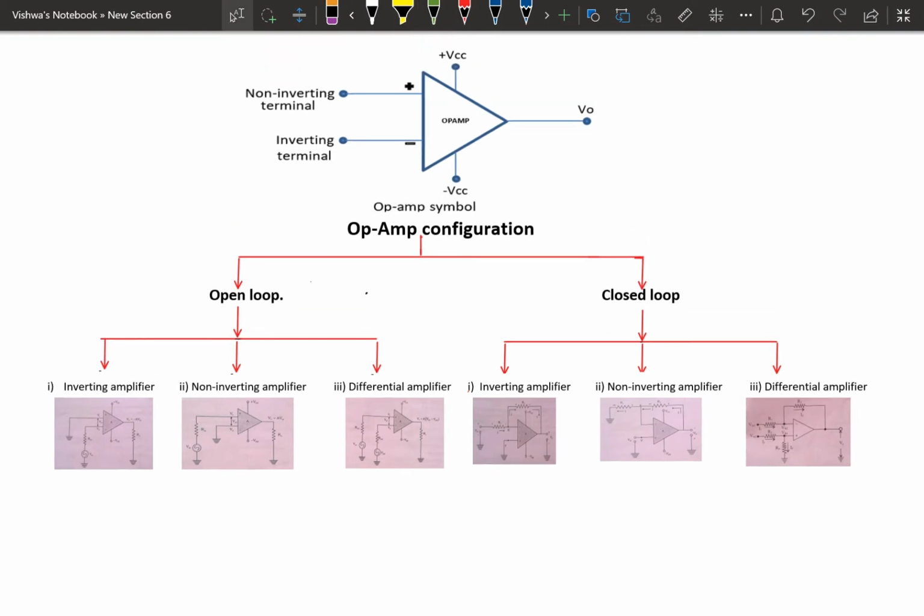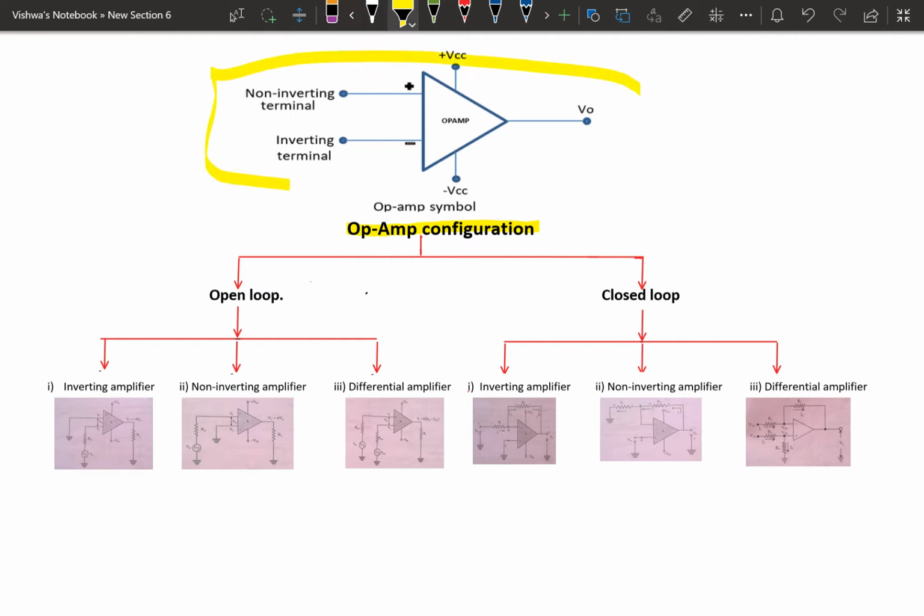In the previous video, we studied the operational amplifier, its ideal characteristics and polarity. So in this class, we are going to study the configurations of operational amplifiers. Before that, once again, let's see the schematic diagram and polarity of the op-amp.